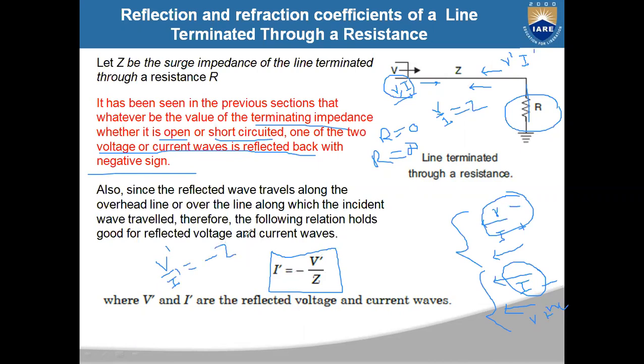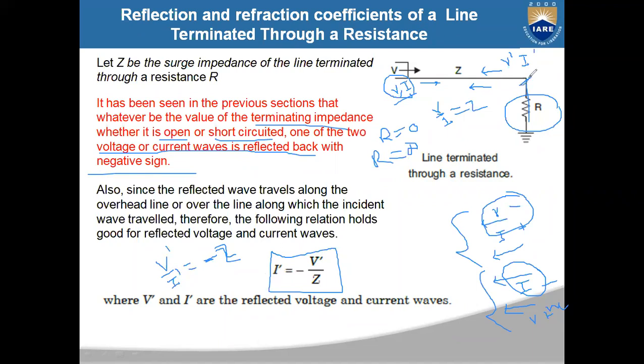Whatever the condition at the terminal, whether open circuit or short circuit, either V dash is negative or I dash is negative. Any one of the two reflected waves is negative, so here you get the negative sign. Here I dash is negative, which is V dash by Z.